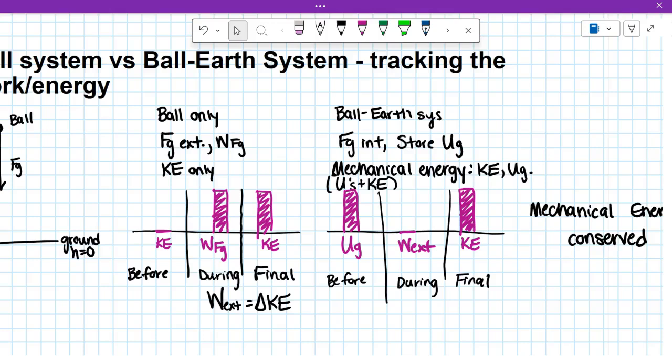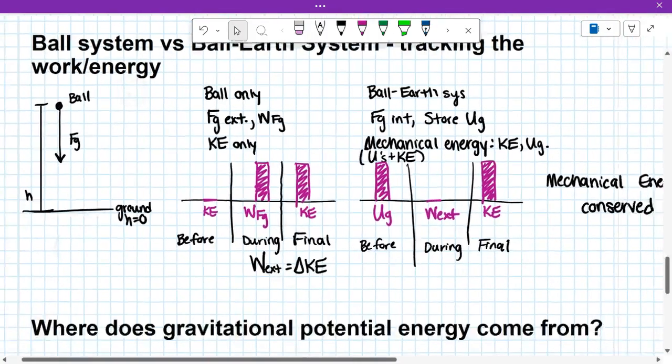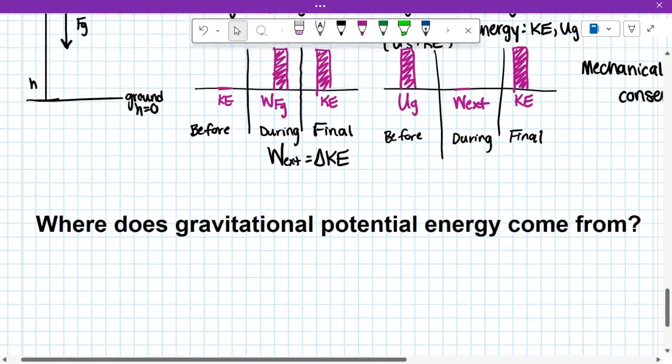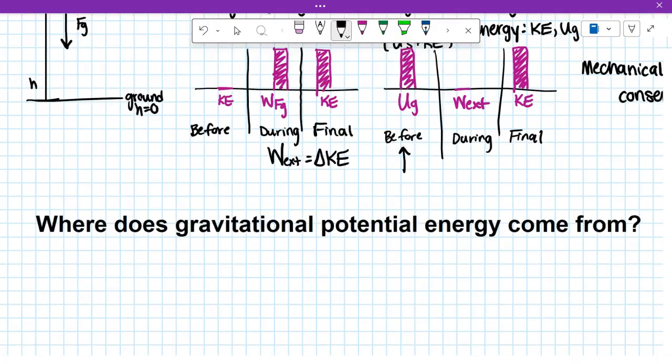We're just looking at it from a different lens, kind of like we did with our multi-object systems. We changed our system depending upon what we were looking for. And as we changed our system, our free body diagram and net force equation changed. Similar here. So where does gravitational potential energy come from? We know it started with potential energy, but where did it come from?